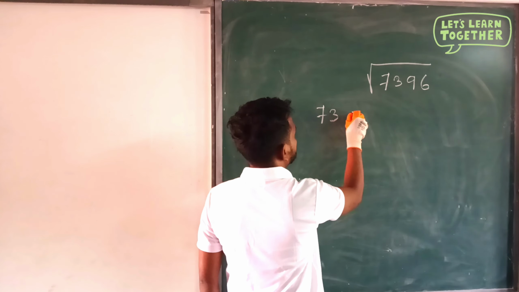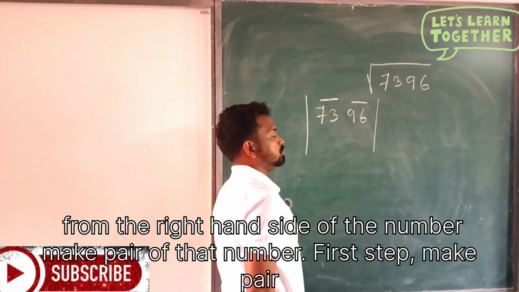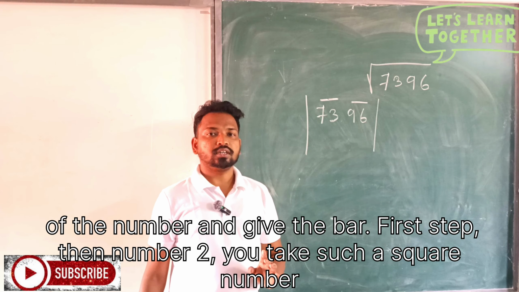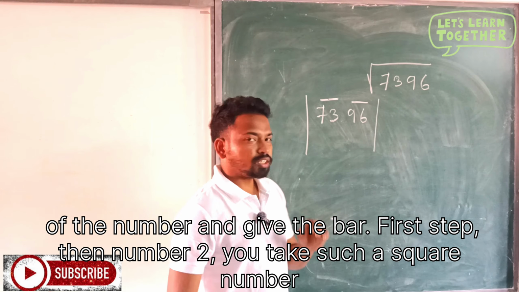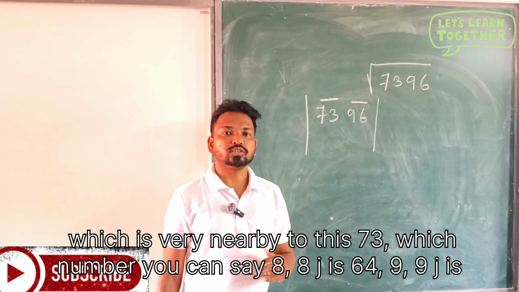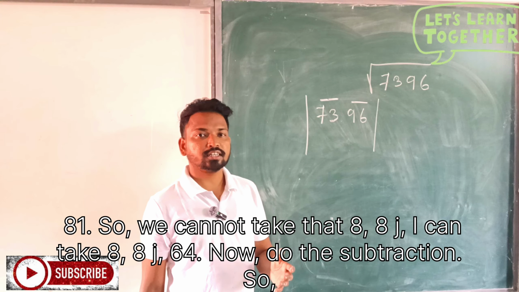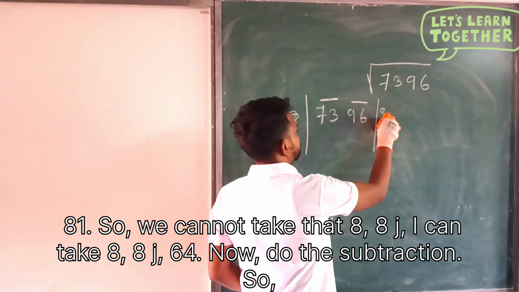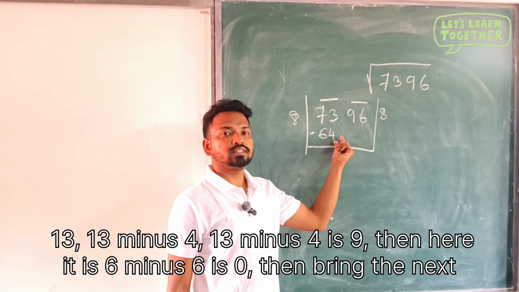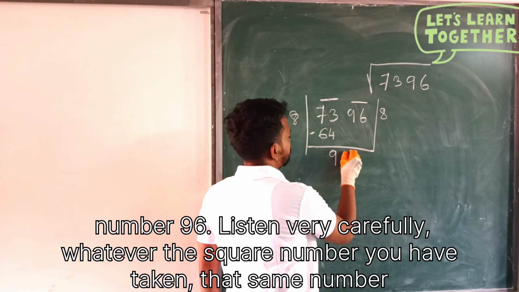So let's see. Suppose you have 7396. First of all, students, from the right hand side of the number, make pairs of the digits and give the bar. First step. Then step 2, take such a square number which is very near to this 73. Which number? 8 8 is 64, 9 9 is 81, so we cannot take that. 8 8 is 64, I can take that. Now do the subtraction. 73 minus 64 is 9. Then here it is 6 minus 6 is 0. Then bring down the next pair, 96.